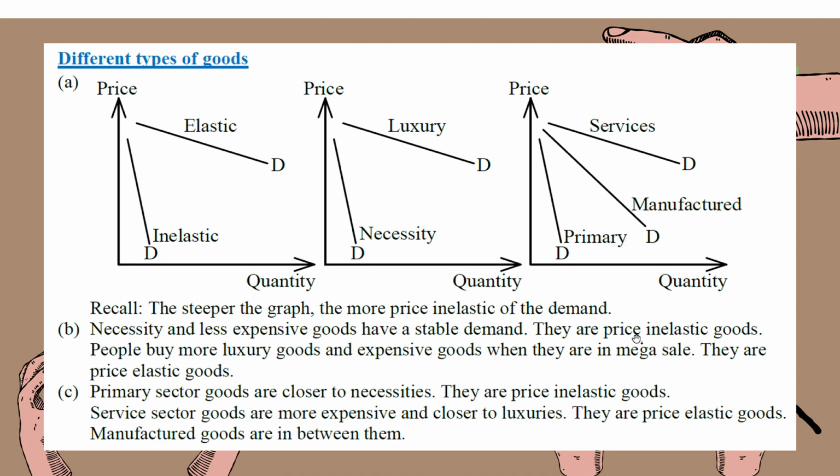Of course, there are different types of goods. You remember necessity and less expensive goods have stable demand, which means inelastic, which means steep. Luxury goods and expensive goods are very price sensitive, so price elastic, so flat. Comparing the three sectors of goods, the primary sector is more necessity, the service sector is more luxury, so the primary sector is steep, the service sector is flat, and manufactured goods are in between. Link it up. If you forgot, go back to our video on demand to revise it.